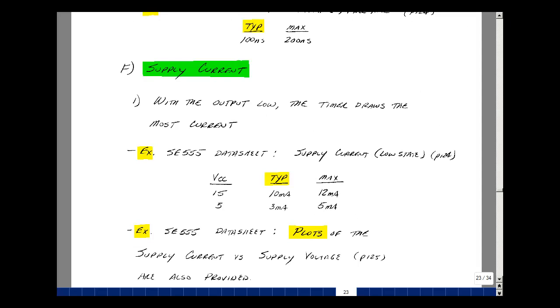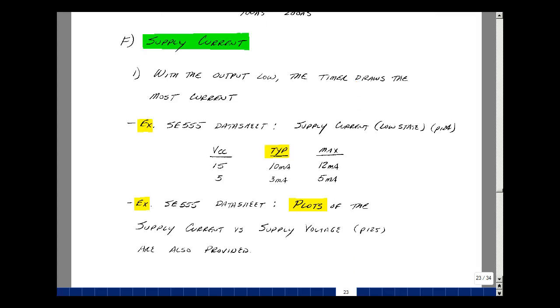Our last spec is the supply current. Turns out when the output's low, the timer draws the most current. Page 124 again, we'll see a spec for 15 volts and 5 volts, and typically it's drawing 10 milliamps of current. Now compare that to a 741 op amp, it's drawing about 1 milliamp of current. So it's consuming quite a bit of power. The CMOS version of this chip draws a lot less current, but it also can't drive as much current. So it's a trade-off depending on what you're hooking up your circuit to.